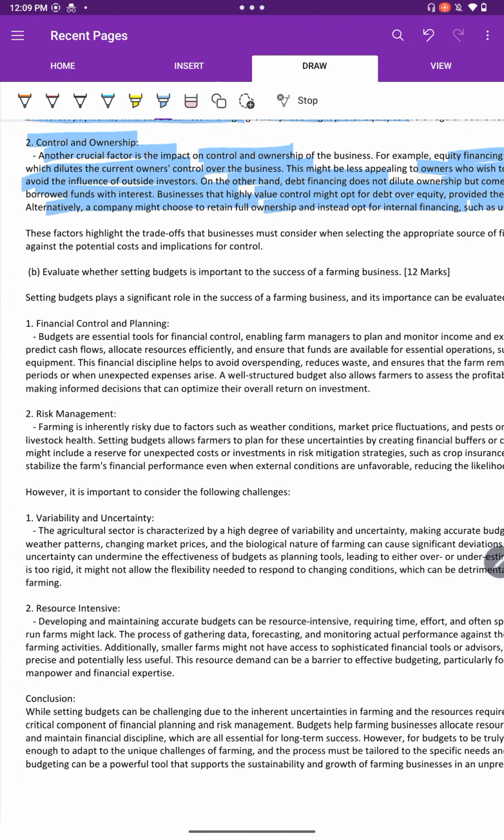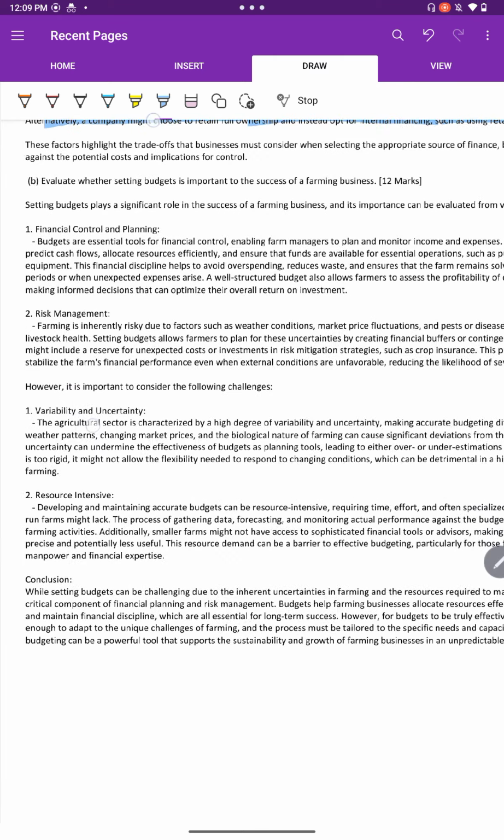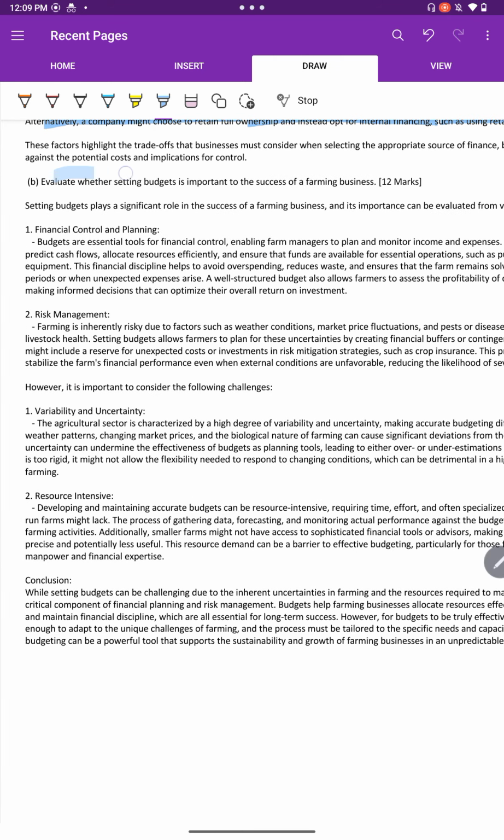These are the factors, and now we are going to see the 12 marker question that evaluates whether setting a budget is important to the success of a farming business.